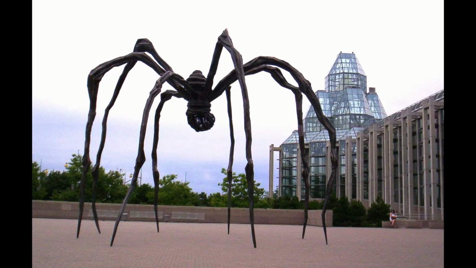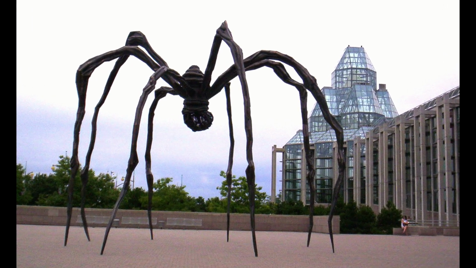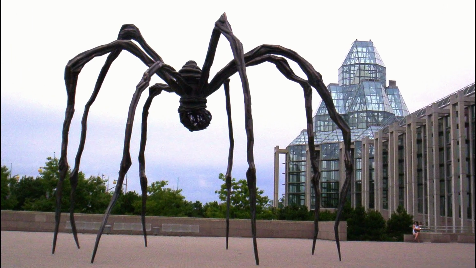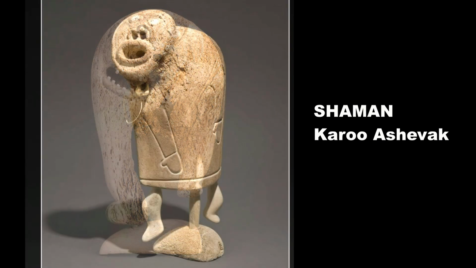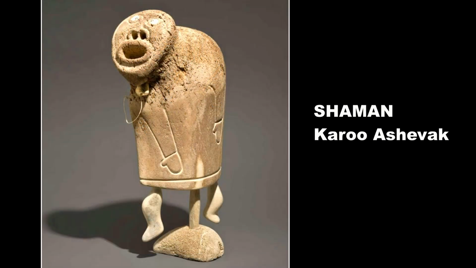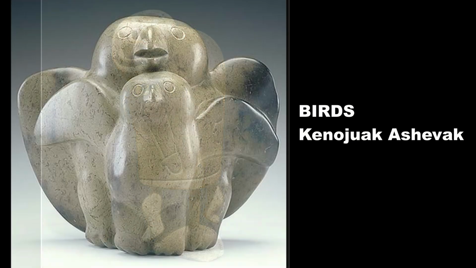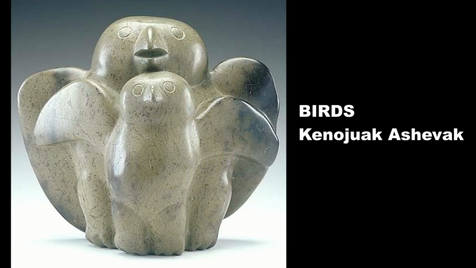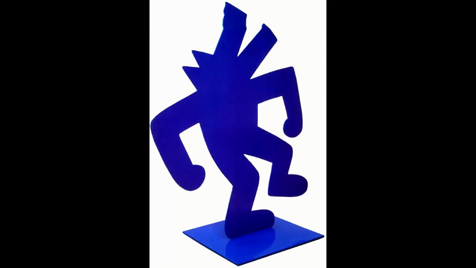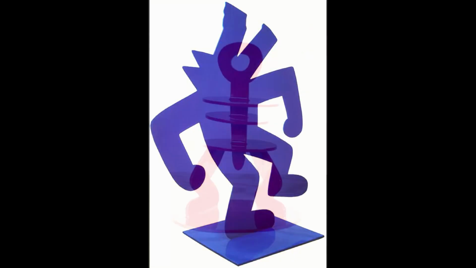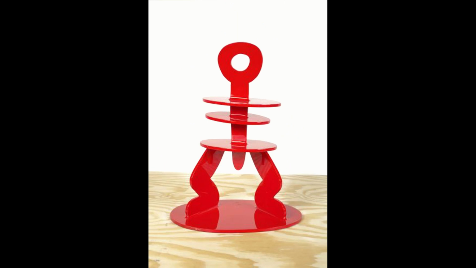Here is a sculpture by French artist Louise Bourgeois. This amazing abstract spider is over 30 feet high. Artists who are Inuit diverge from reality often through their depictions of spirits, people, and animals. Here are the playful sculptures of Keith Haring, featuring abstracted human shapes. Now that we've got some inspiration, let's go make something.